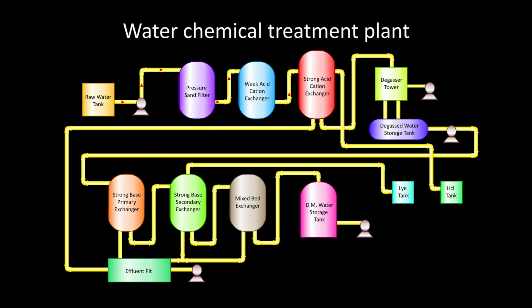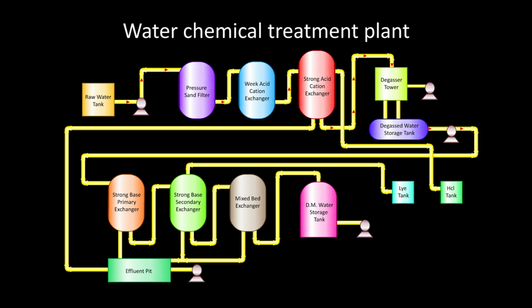Then the cation filters remove cations like calcium, magnesium, sodium, potassium, etc. in the first stage and the escaped cations in second stage. The carbon dioxide formed during cation exchange is removed in degasser tower.